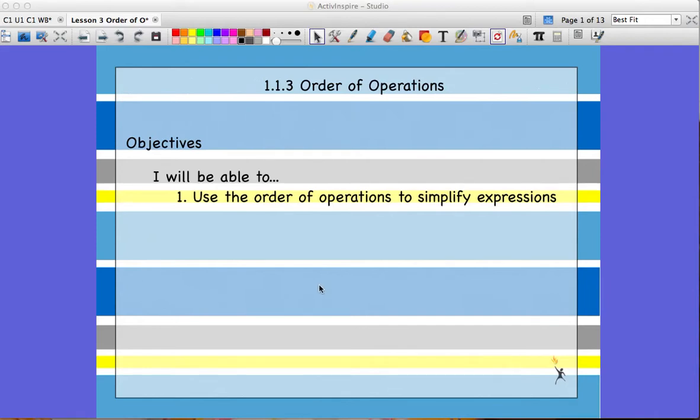Welcome to Lesson 113, Order of Operations. The objective for today's lesson is to be able to use the order of operations to simplify expressions.